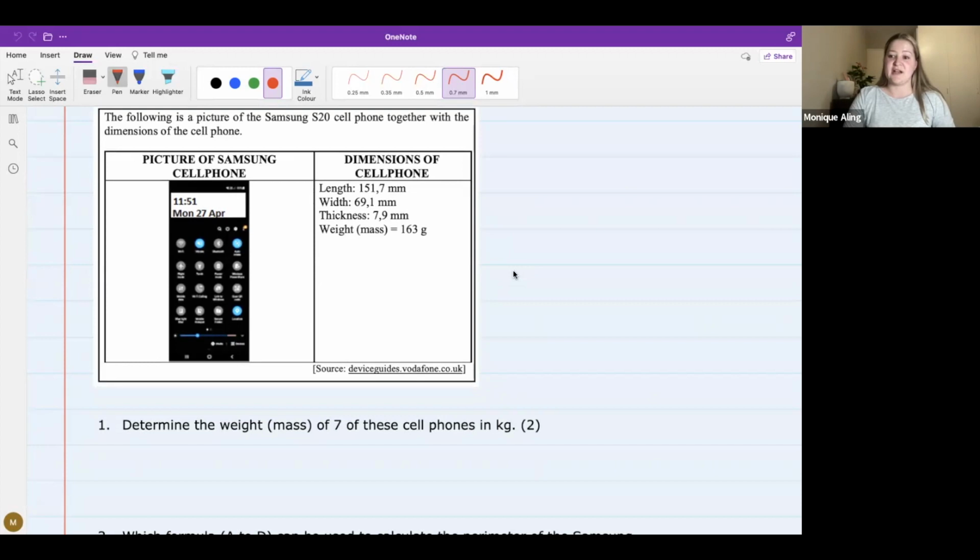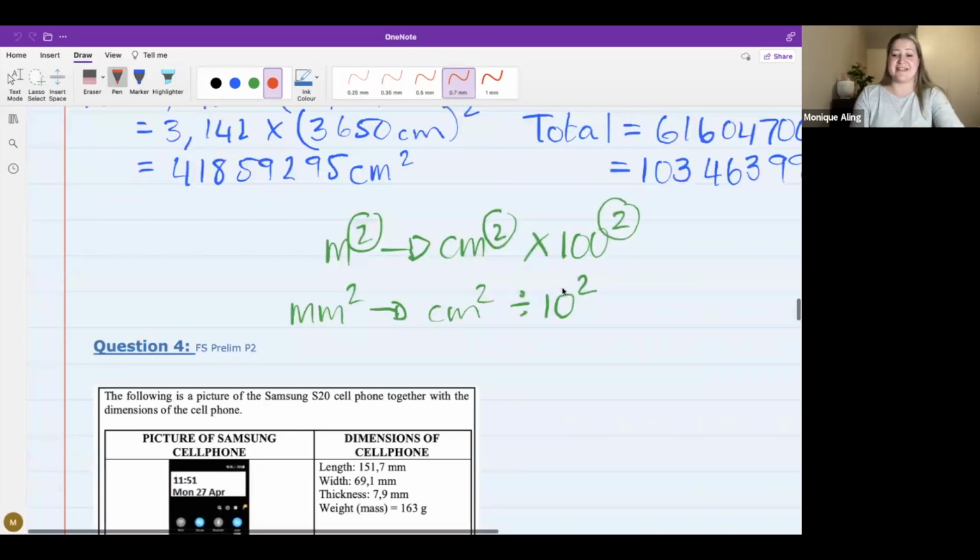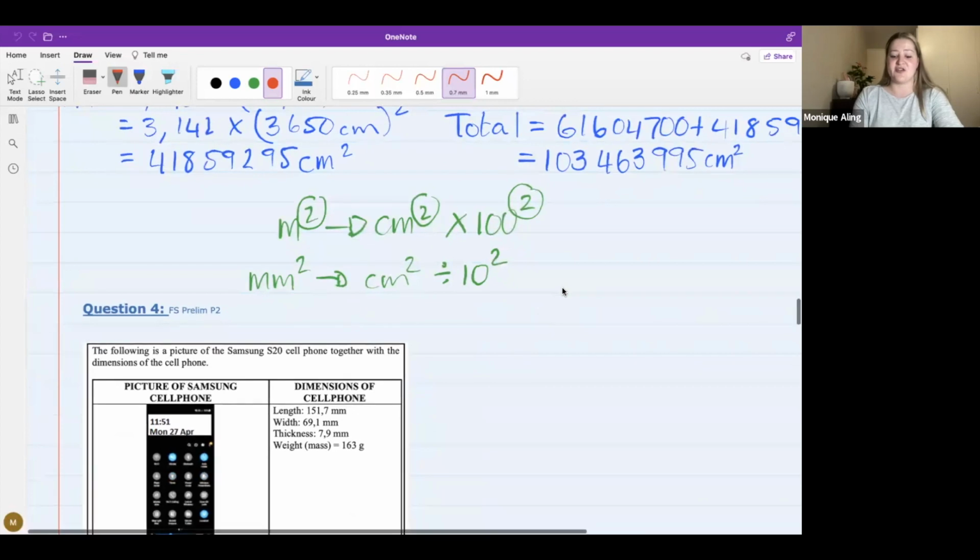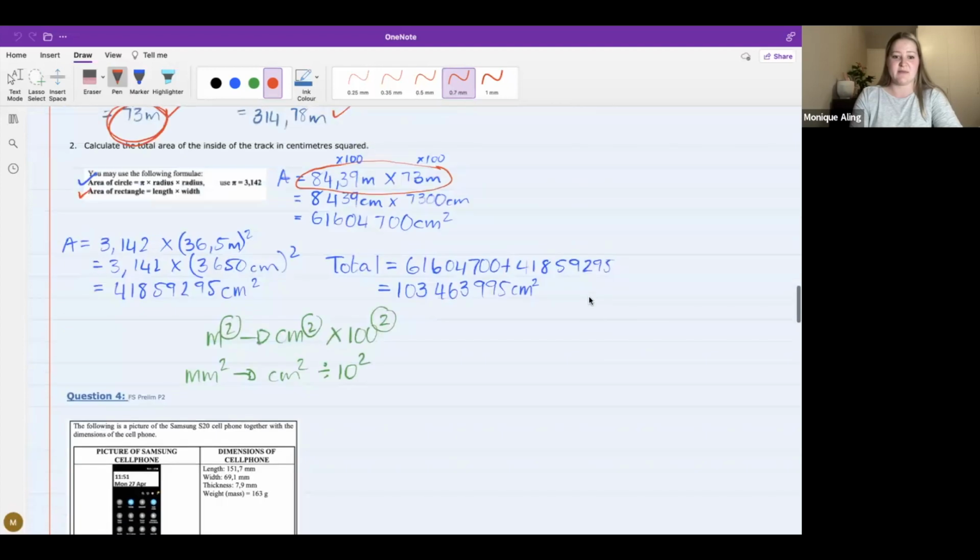So we need to work out the weight of 7 phones in kilograms. Okay, I'm just going to quickly move up for those that didn't manage to get a screenshot of the previous question in time.